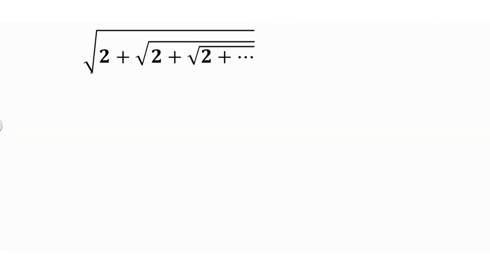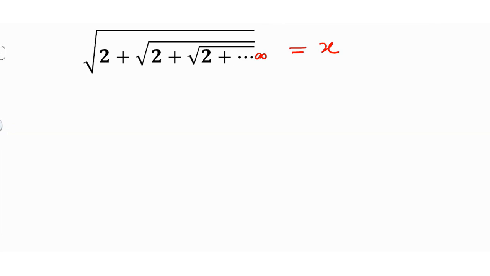In this question, we have to find the value of under root 2 plus root 2 plus root 2 up to infinity. It's going up to infinity. Now, for these types of questions, the easiest way is to take them equal to some variable, say x. This whole thing is equal to x.